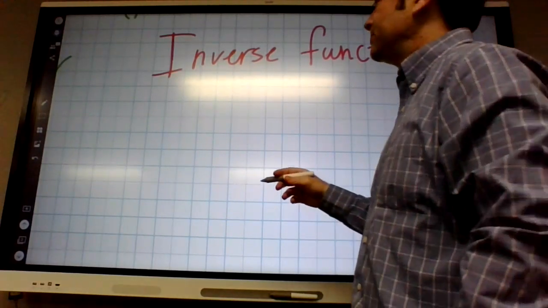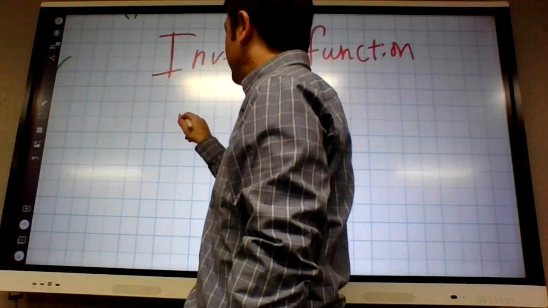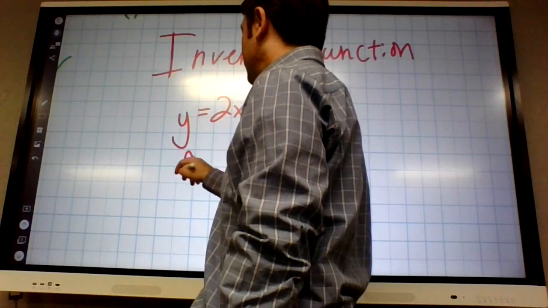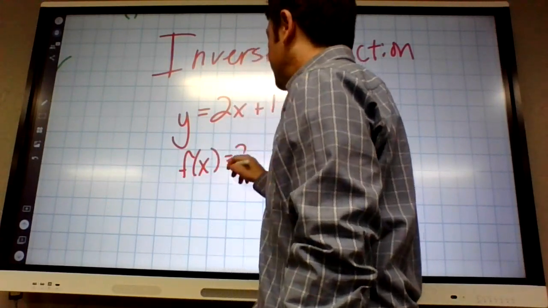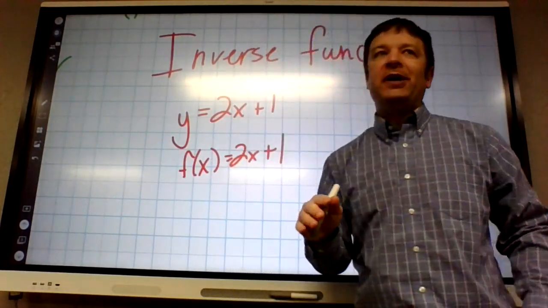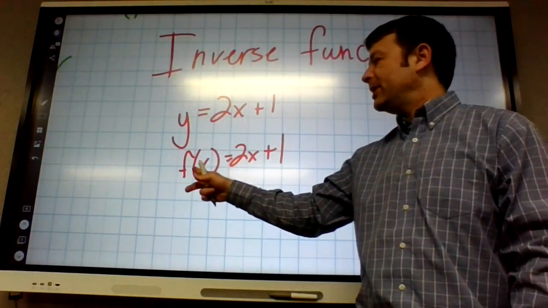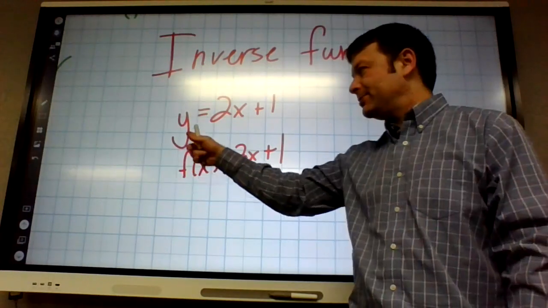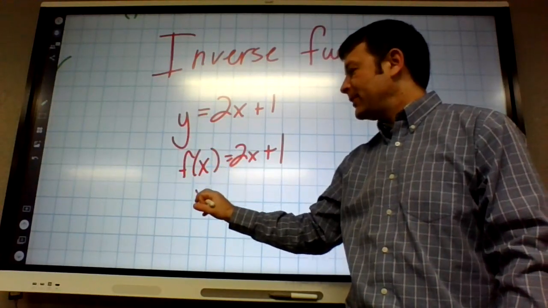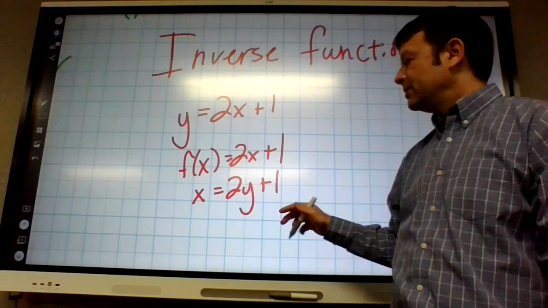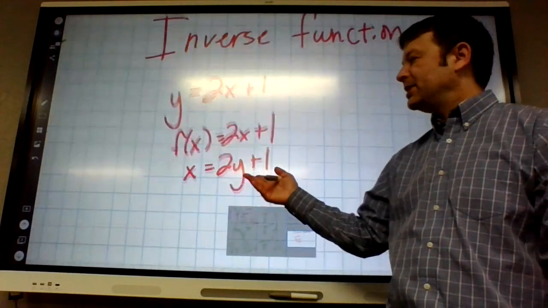Like if my first function is y equals 2x plus 1, or f of x equals 2x plus 1, I can find the inverse by switching the x and the y. So f of x is like the y value, interchangeable. So if I switch that to an x and then that to a y, this is the inverse function.